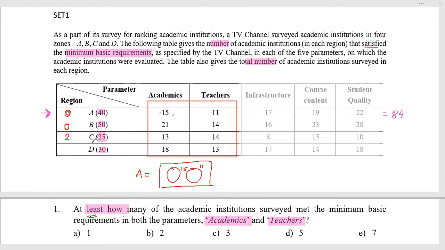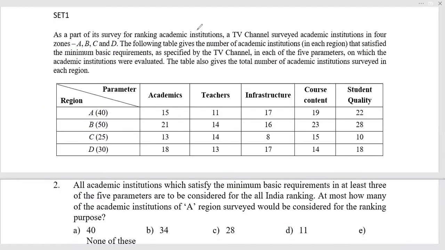Now same thing I will think of for D. Here also 18 and 13. Together it is 31, one more, so 1. That means at least 3 institutions are satisfying both academics and teacher. So 3 would be the answer in this case. This type of logic we will try to elaborate in our next questions also. Please check the next question.